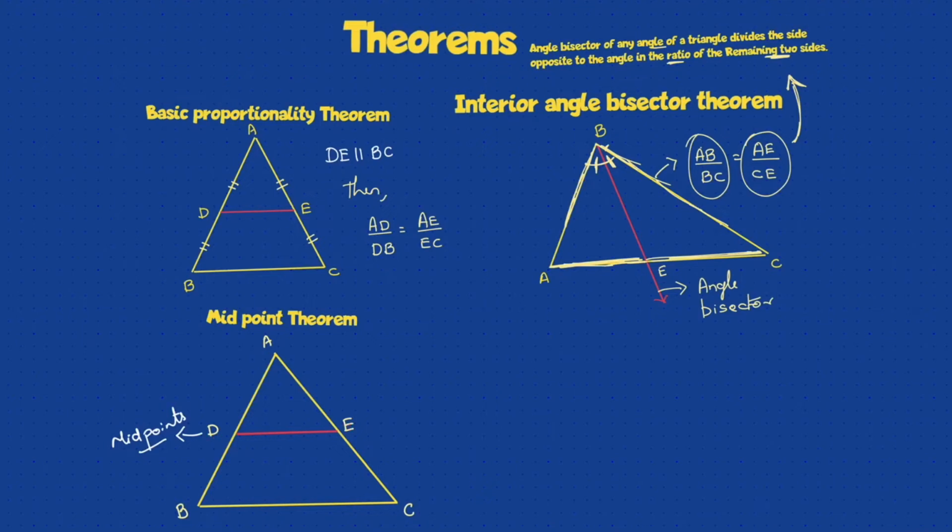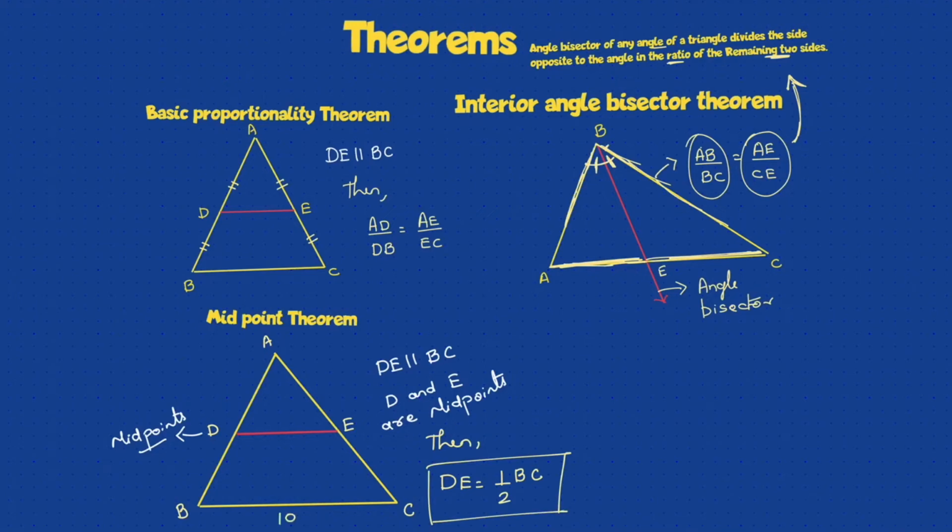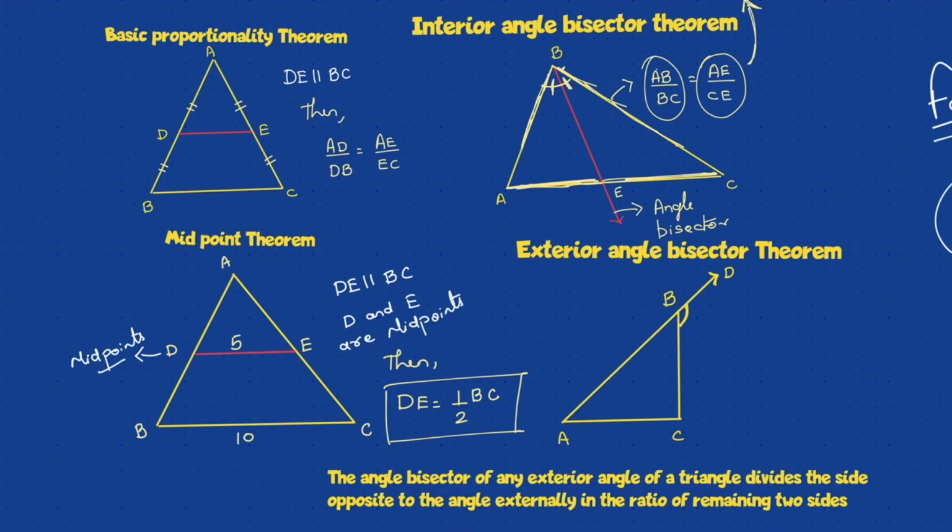So the midpoint theorem is just like your basic proportionality theorem, but in this case D is the midpoint of AB and E is the midpoint of AC. DE is parallel to BC, just like in BPT. But in this case, D and E are midpoints of two sides of the triangle ABC. Then what do you say? DE, which is parallel to BC, is half of BC. So if BC is 10, DE has to be 5. Okay, proof again by similarity.